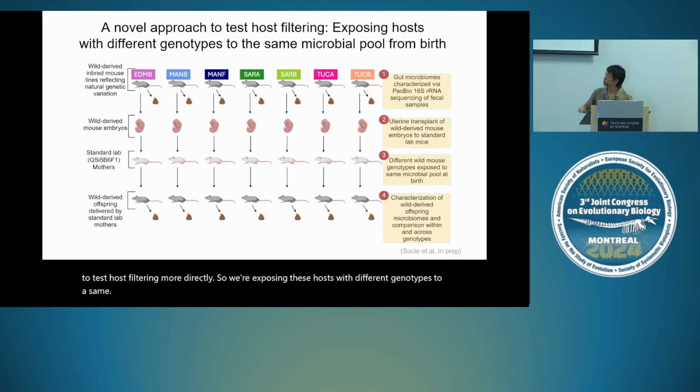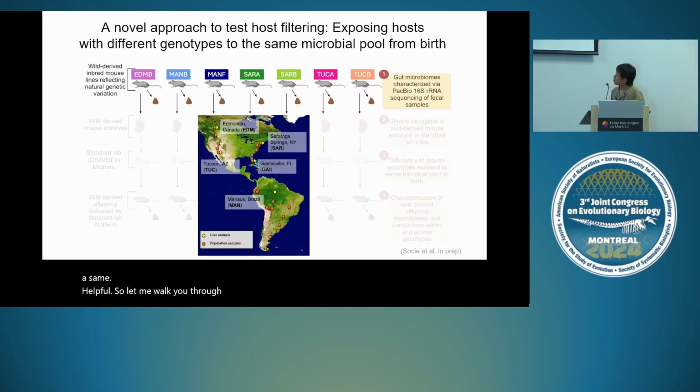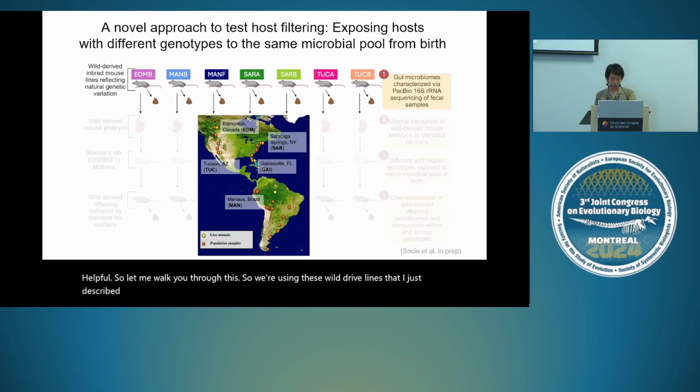So let me walk you through this. We're using these wild-derived lines that I just described: 1 line from Canada, 2 lines from Brazil, 2 lines from New York, and 2 lines from Arizona. And we characterize the microbiome using full-length 16S sequencing using PacBio.